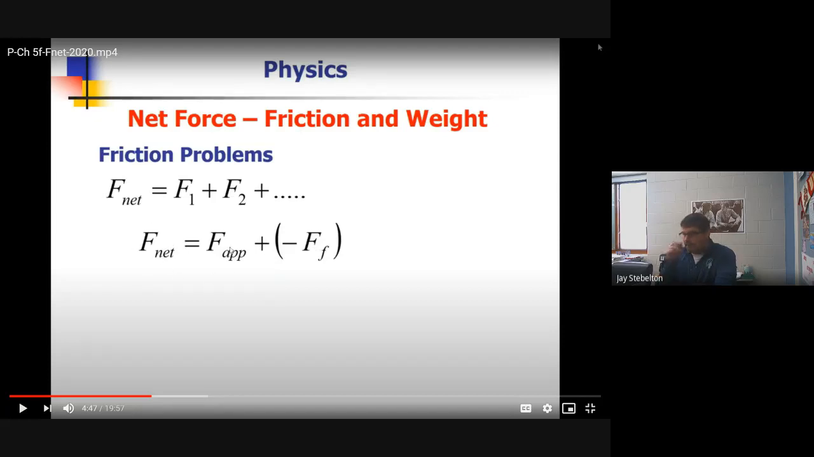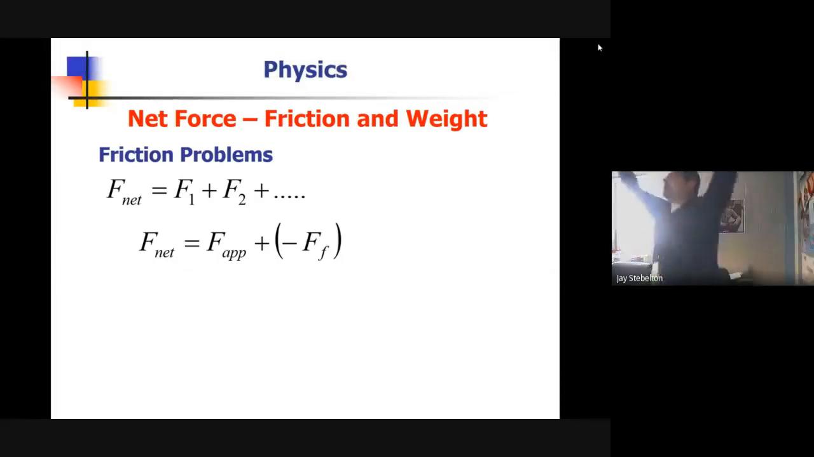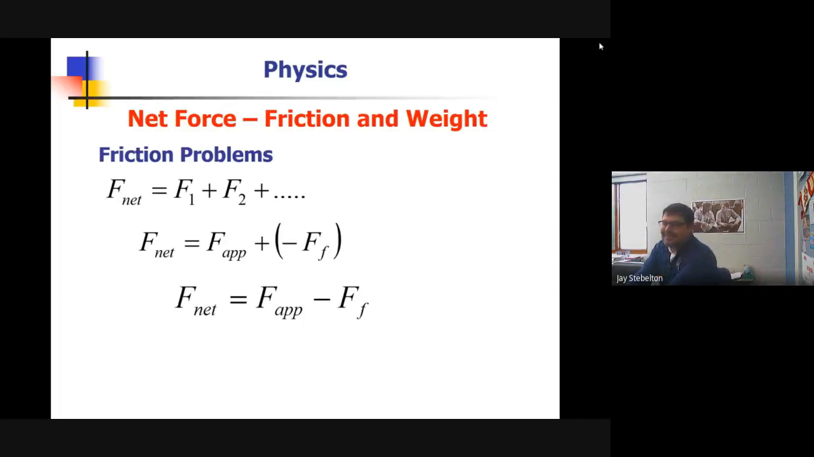The applied force, so go back to the lineman blocking on the blocking sled, the force they're applying in one direction, and then you subtract the friction force going in the other direction. So it's a simple subtraction problem when finding the net force dealing with friction. It'll be the same thing when finding the weight dealing with gravity, because that's a negative force also. Because friction's always negative.